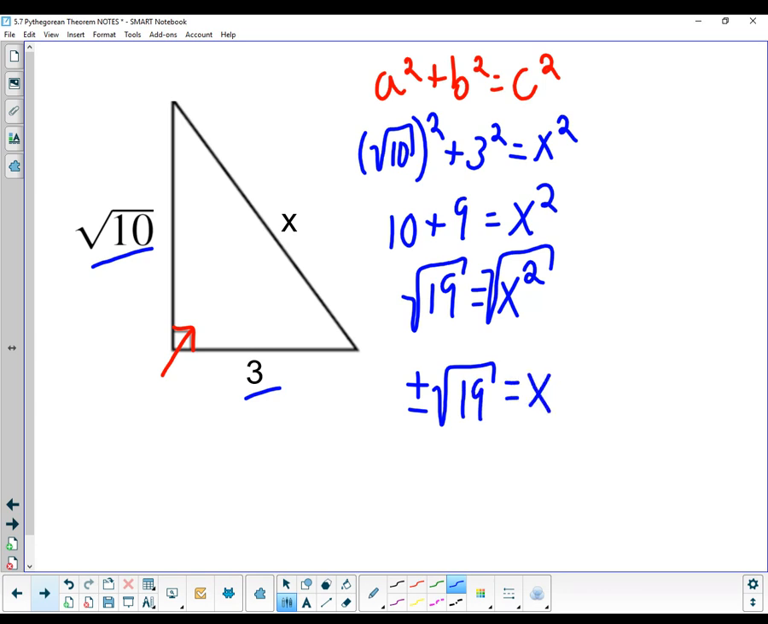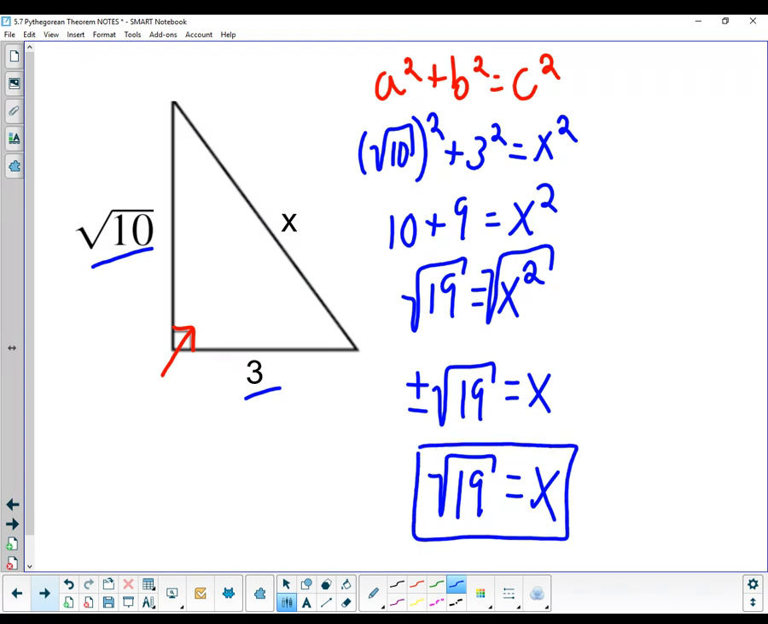Because we're talking about a triangle and a distance, most of our distances are positive. In this case, both of our values on our legs are positive, which means our answer should be positive, and we get the square root of 19 equals x. We cannot break 19 down into perfect squares. Therefore, we just get the square root of 19 equals x as our answer.